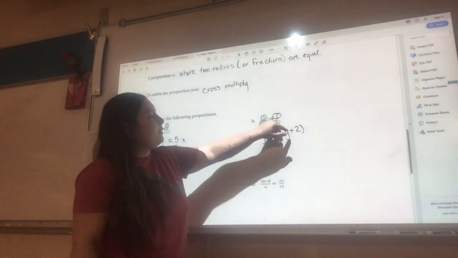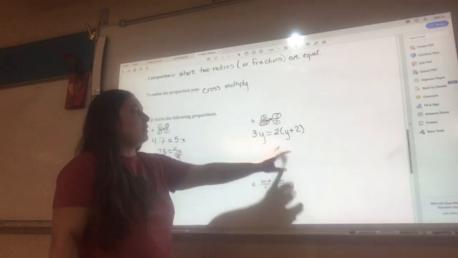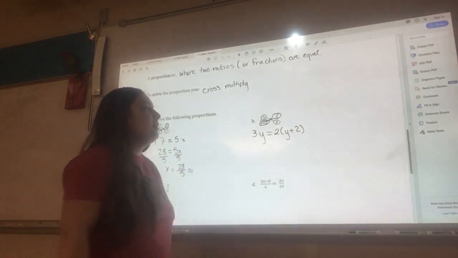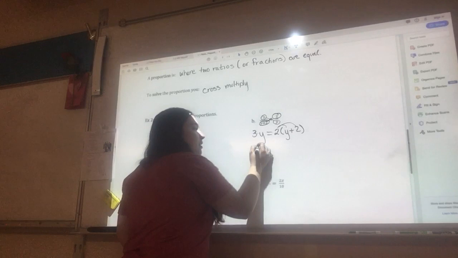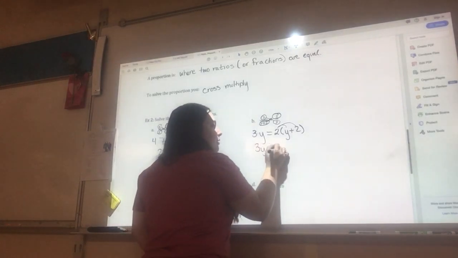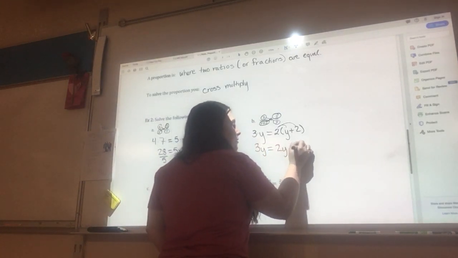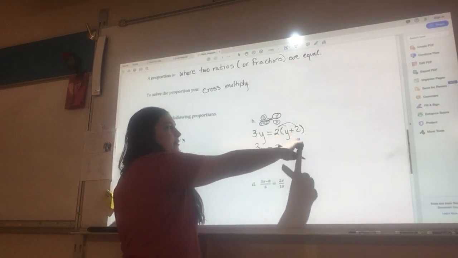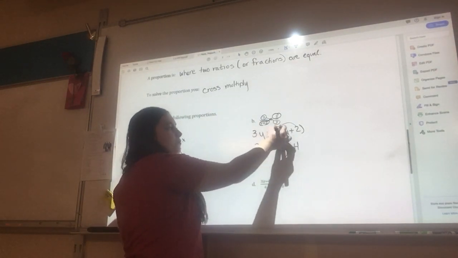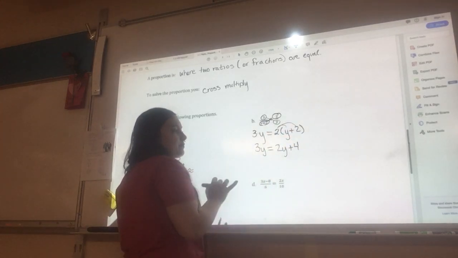Remember, if you're multiplying anything with a plus or addition, it needs to go in parentheses. This indicates that we're going to distribute that 2 to everything. So we're going to get 3y equal to 2y plus 4. Make sure you distribute to every single thing. That's why if there's a plus or a minus, you put parentheses around it.